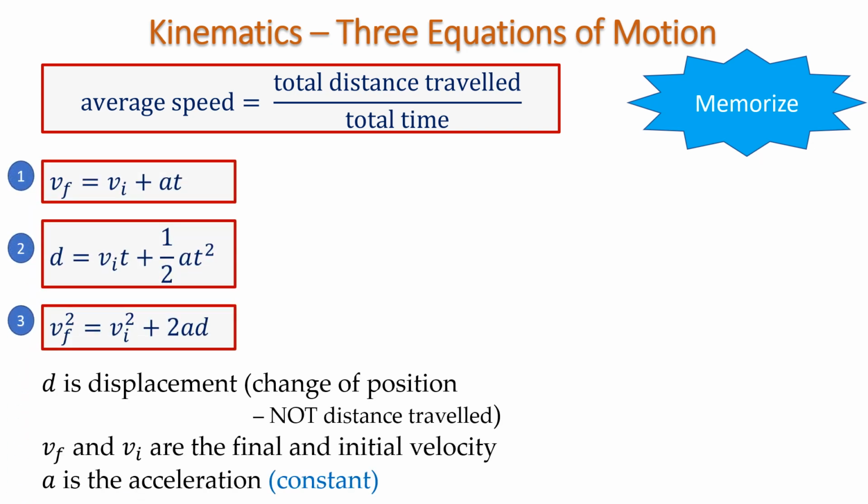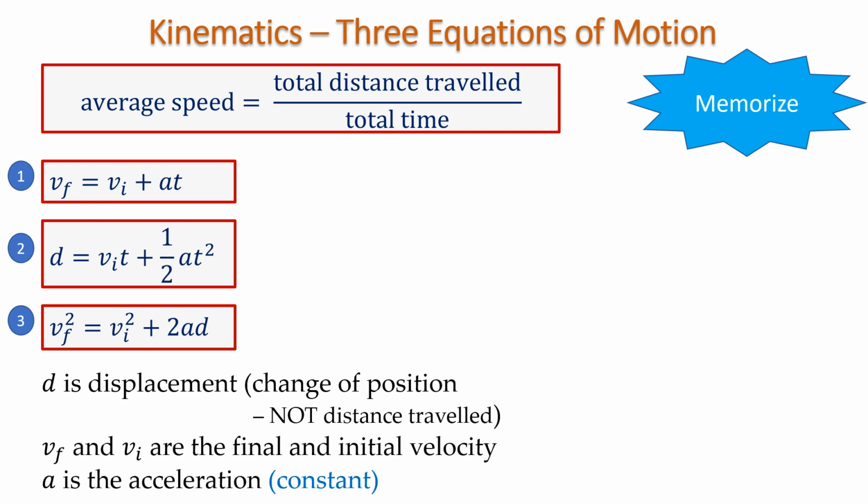Here come the main three equations of motion, which are valid when the acceleration is constant. And most of the problems that you do are with acceleration equal to constant. So let's go over them one by one. The first one is Vf is equal to Vi plus At. Vf is final velocity, Vi is initial velocity, A is the acceleration, and t is the time taken for that acceleration.